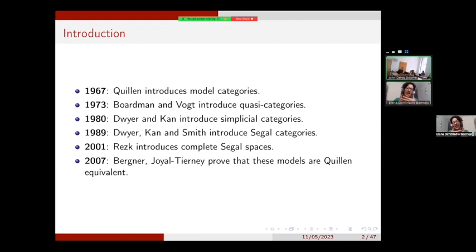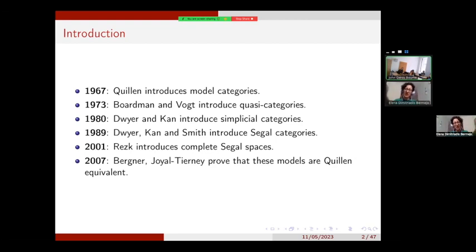In 1980, Dwyer and Kan introduced simplicial localizations, simplicial categories, which are good, but have the same issue as DG categories. They have a model structure and a monoidal structure, but no monoidal model structure. So we have other options.